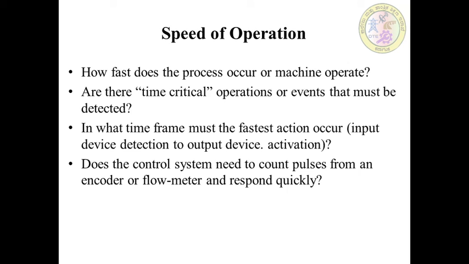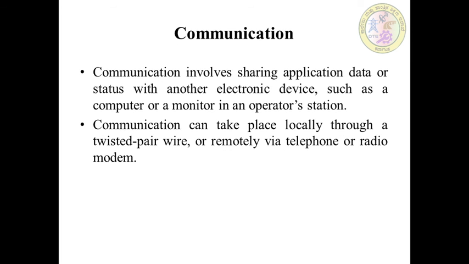Coming to the speed of operation: how fast will the program occur and the machine operate? That is the condition, or whether there are time critical operations or events that must be detected. In what time frame must the fastest action occur, from input device detection to output device activation? For example, does the control system need to count pulses from an encoder or a flow meter and respond very quickly?